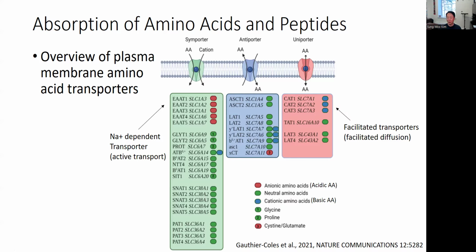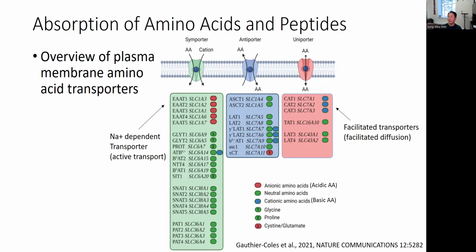Do I need to know all of this? No, we have this table. If you need to know, we can look at the references. Here the objective is to show you that there are many different kinds of amino acid transporters responsible for different kinds of amino acids. And one amino acid can be carried or absorbed through several different types of transporters at the same time. Depending on the transporter, there are symporters, antiporters, or uniporters.